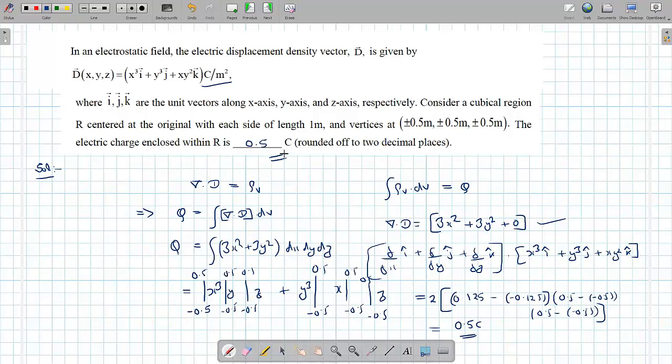The only thing we need to understand is this expression: the divergence of D gives me the volume charge density, and the integral of the volume charge density gives me the total charge. Be careful while calculating the divergence and this integral, because this is where chances are we can make a mistake. So it's a simple problem. The answer is 0.5. That's the end of the question.